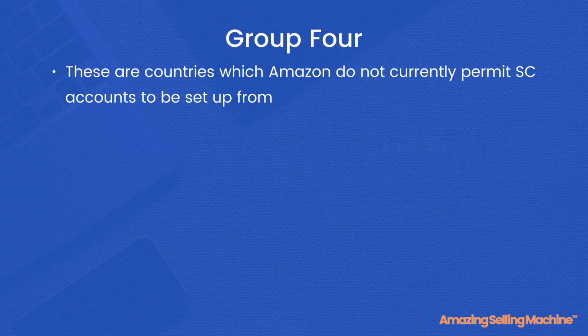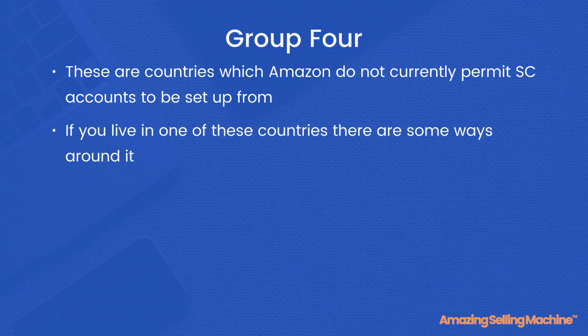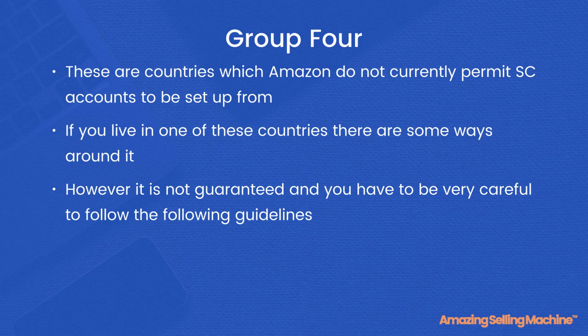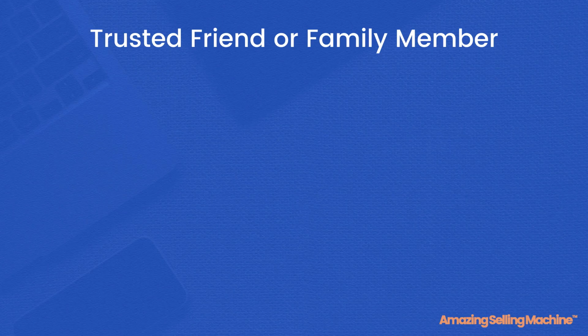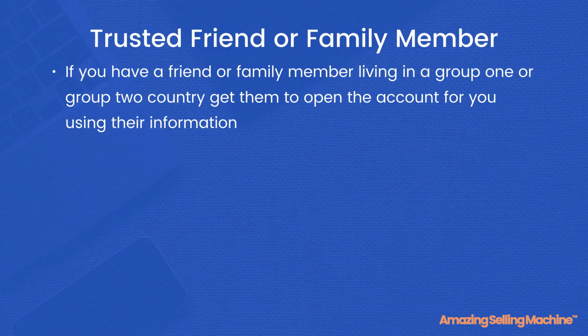Group 4. These are countries which Amazon do not currently permit Seller Central accounts to be set up from. If you live in one of these countries, there are some ways around it. However, it is not guaranteed and you have to be very careful to follow the following guidelines. Trusted friend or family member. If you have a friend or family member living in a Group 1 or Group 2 country, get them to open the account for you using their information.